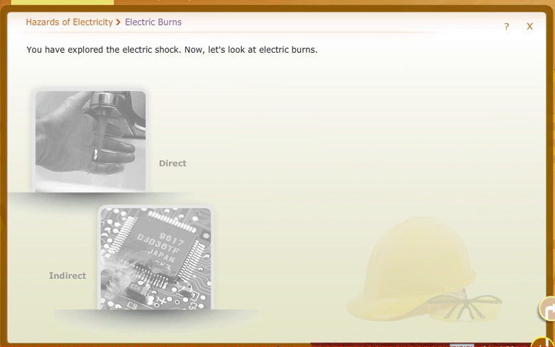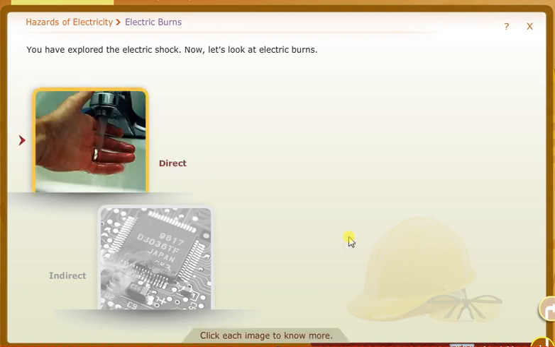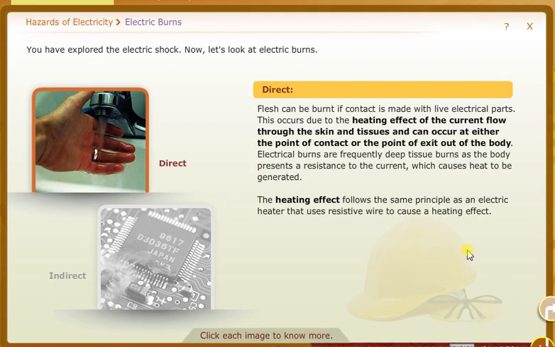You have explored the electric shock. Now, let's look at electric burns. Direct: flesh can be burnt if contact is made with live electrical parts. This occurs due to the heating effect of the current flow through the skin and tissues and can occur at either the point of contact or the point of exit out of the body.